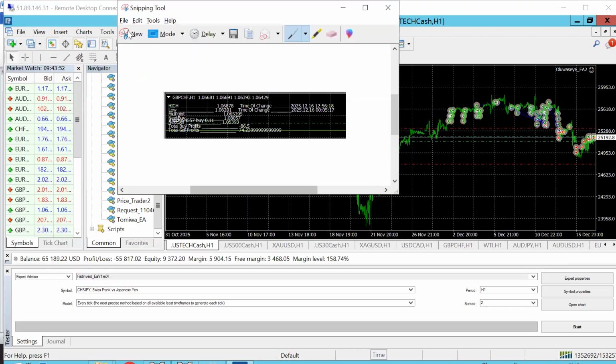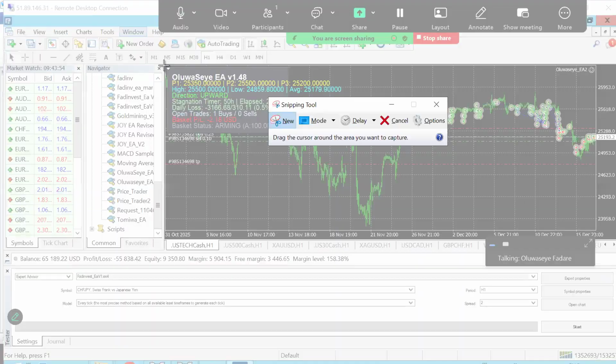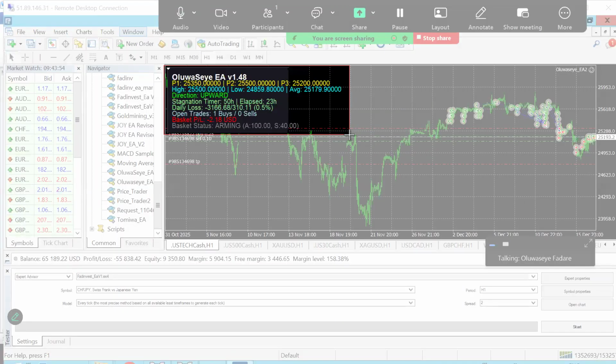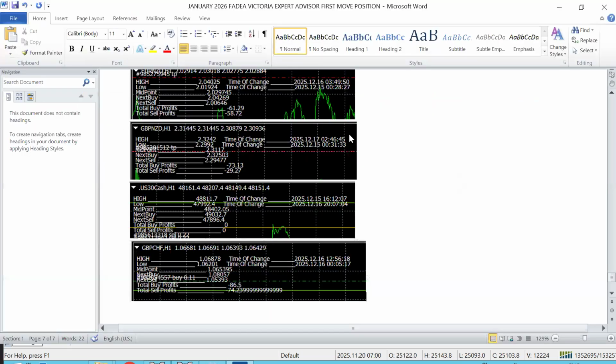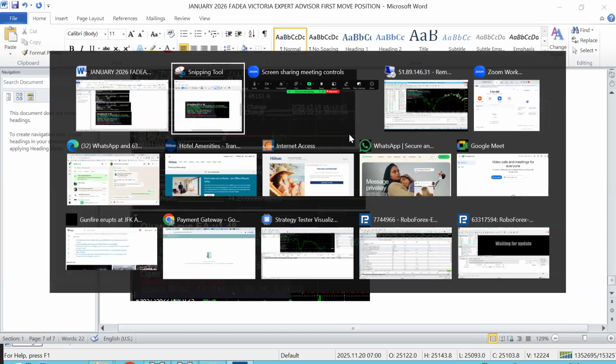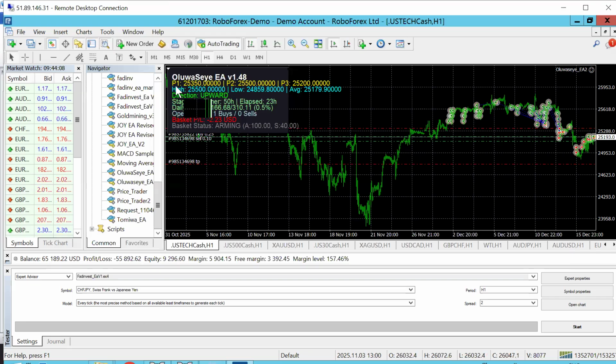So this is also another strategy. Okay. This also helps to monitor the market move. So how does this monitor the market move? If you look here, we have three positions, P1, P2, P3 at the top here. P1 is 25,350, P2 is 25,500, and P3 is 25,200. But here we have the current highest and the current lowest, and we have the average price.